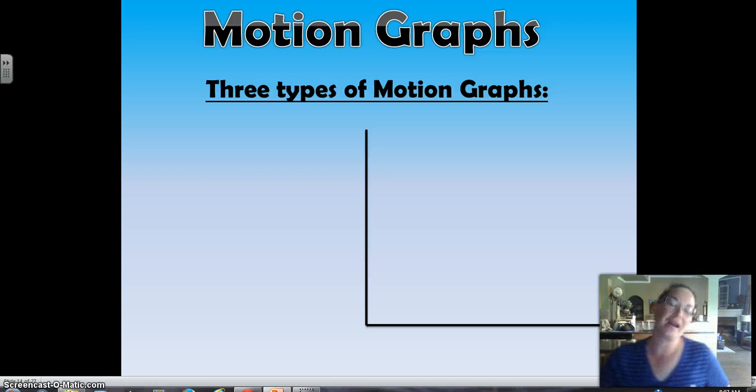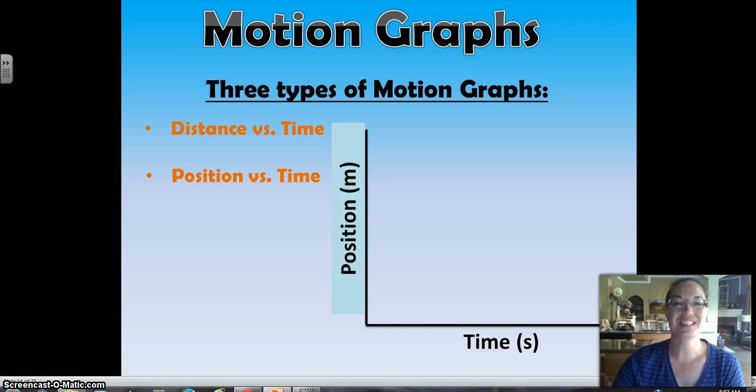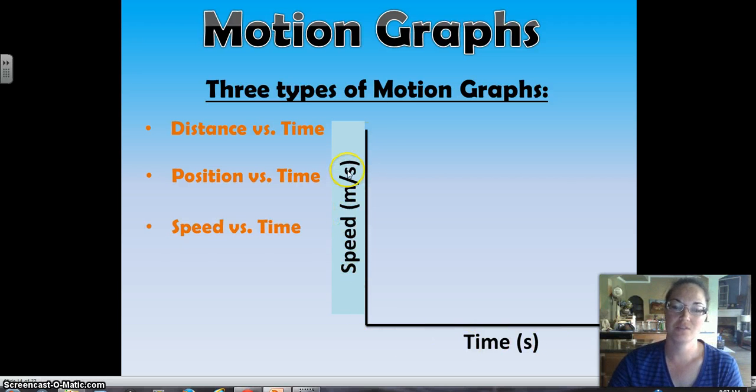So let's talk about motion graphs. There are 3 different types of motion graphs that you're going to need to be able to recognize. The first one is a distance versus time graph. Notice that the distance is labeled here on the y-axis and time is measured on the x-axis. The second graph is a position versus time graph. So we just changed the label on the y-axis. We change it from distance to position. So now we have a position versus time graph. And the third one is a speed versus time graph. So once again, we just changed the label over here on the y-axis, and it's now speed over time.